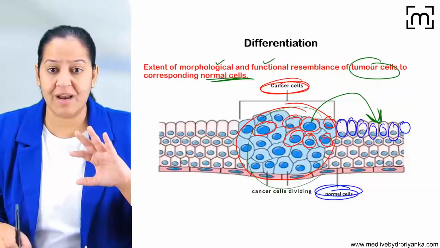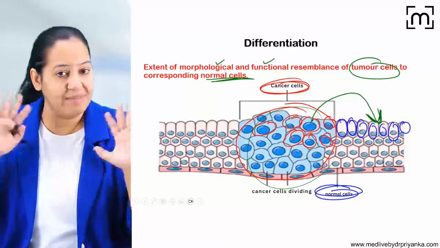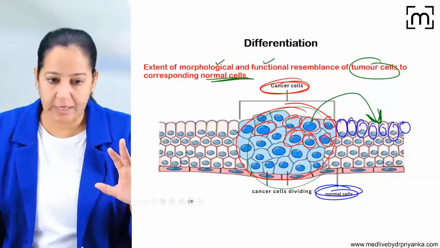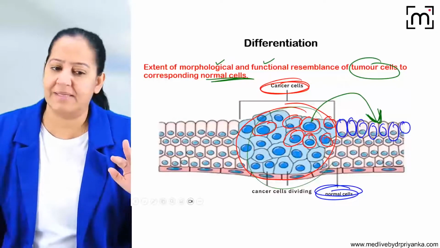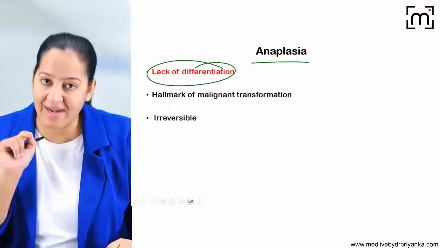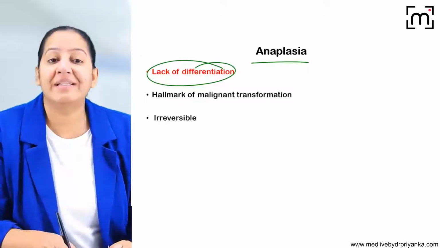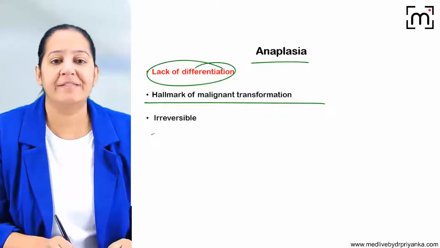So basically the tumor cells are completely different from the surrounding tissue, from the normal cells. There is no resemblance at all. That is known as anaplasia. So anaplasia occurs in malignancy. It's a hallmark of malignancy, and it's always irreversible.